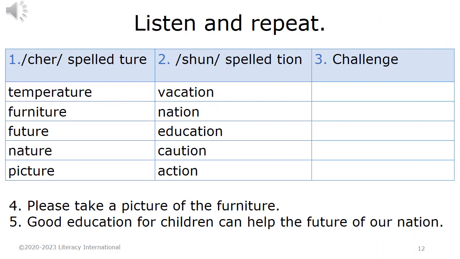Listen and repeat. 1. Ture. Ture. Spelled T-U-R-E. Temperature. Furniture. Future. Nature. Picture. 2. Shun. Shun. Spelled T-I-O-N. Vacation. Nation. Education. Caution. Action. 3. Challenge. 4. Please take a picture of the furniture. 5. Good education for children can help the future of our nation.